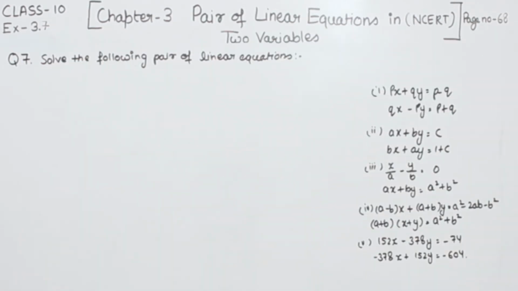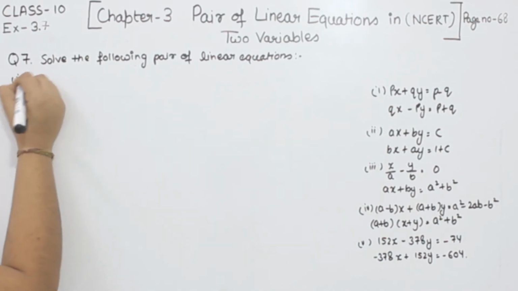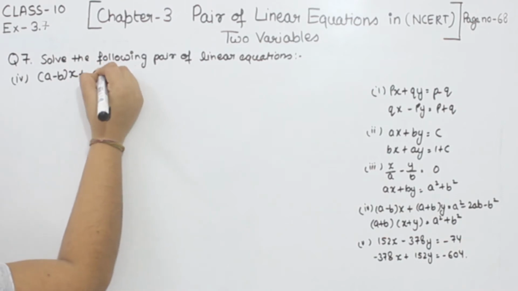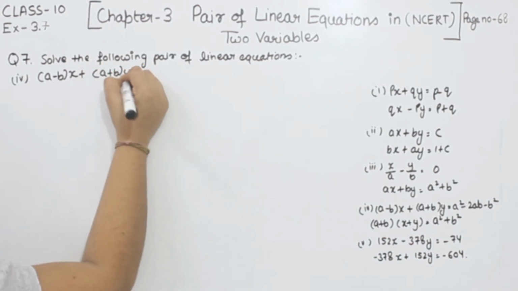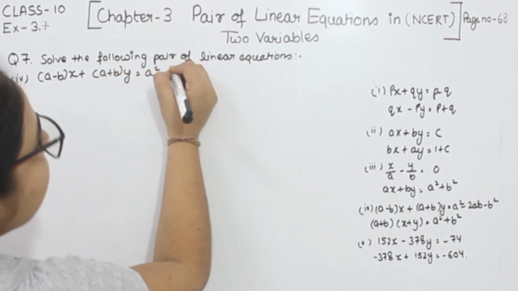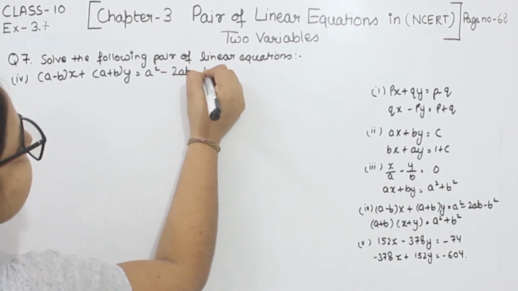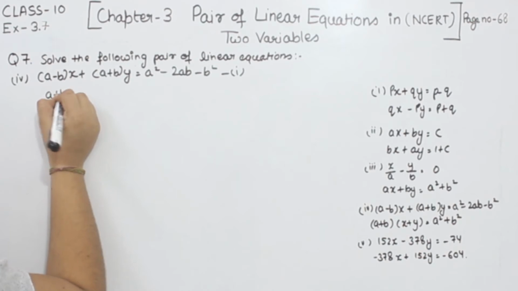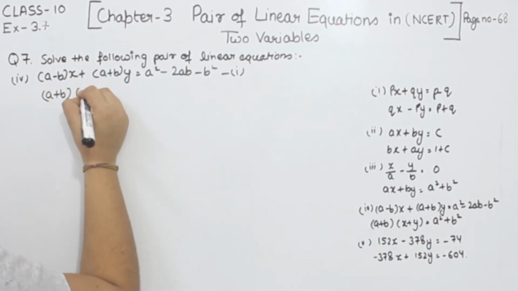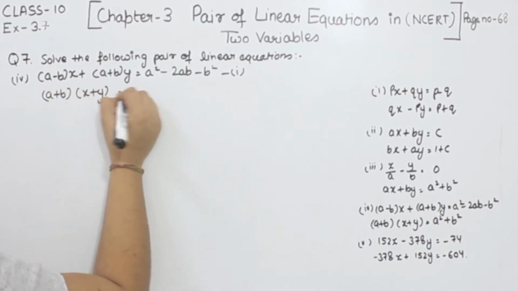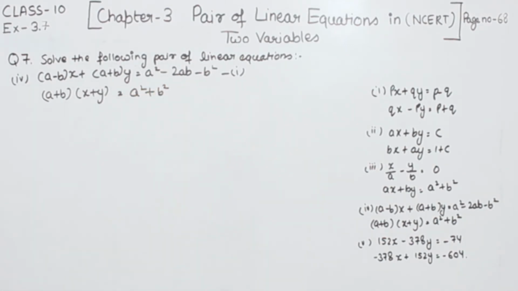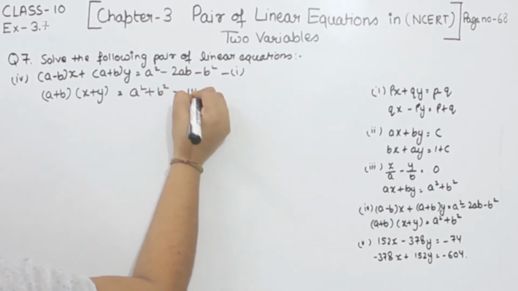Now comes to the part 4. The equation we are having is the a minus b x plus a plus b y. This one we are having as equal to a square minus 2ab minus b square. This one we are having is equation number 1. Second one we are having is a plus b multiplied by x plus y. This one we are having as equal to a square plus b square. This one we are having is the equation number 2.